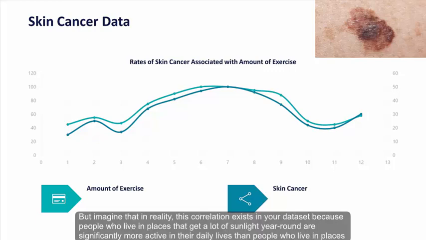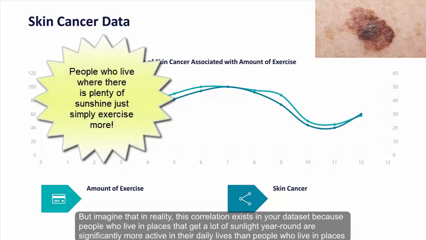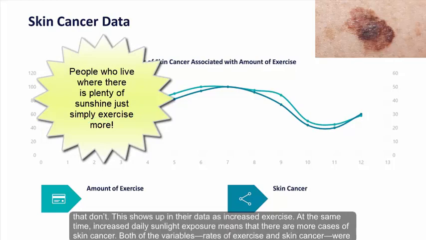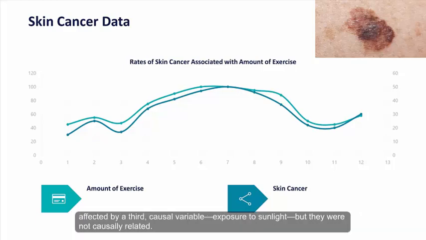But imagine that in reality, this correlation exists in your dataset because people who live in places that get a lot of sunlight year-round are significantly more active in their daily lives than people who live in places that don't. This shows up in their data as increased exercise. At the same time, increased daily sunlight exposure means that there are more cases of skin cancer. Both of the variables, rates of exercise and skin cancer, were affected by a third causal variable, exposure to sunlight, but they were not causally related.